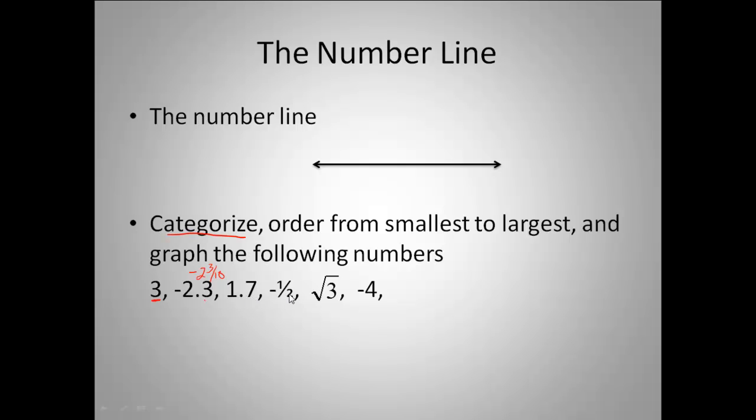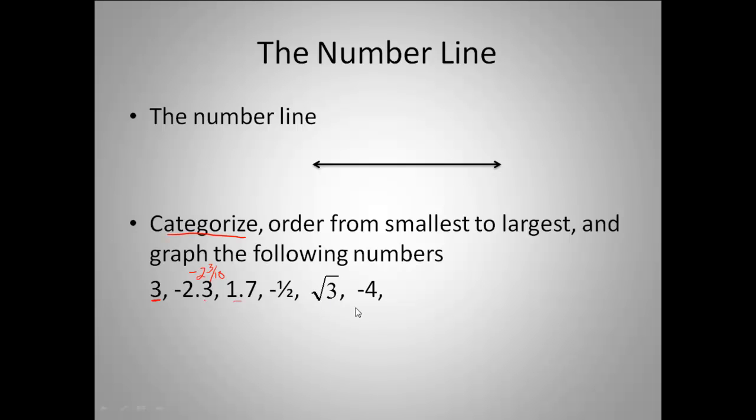Now the negative 1/2, that's already written as a fraction for you, so you don't have to ask yourself if you can write it as a fraction. You just have to ask, can it be more specific or anything like that? And it's the exact same thing as this 1.7 and the negative 2.3. It would be rational and real.